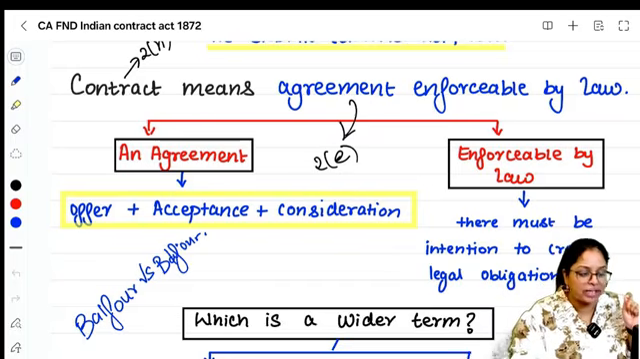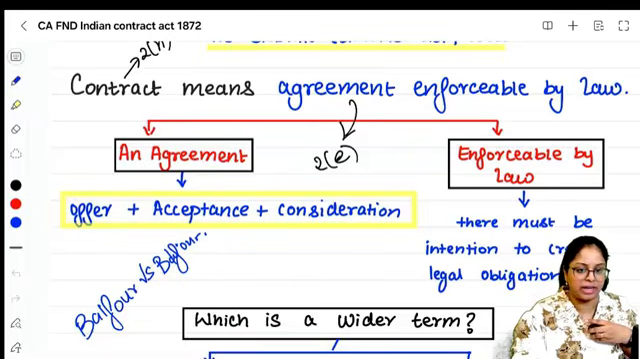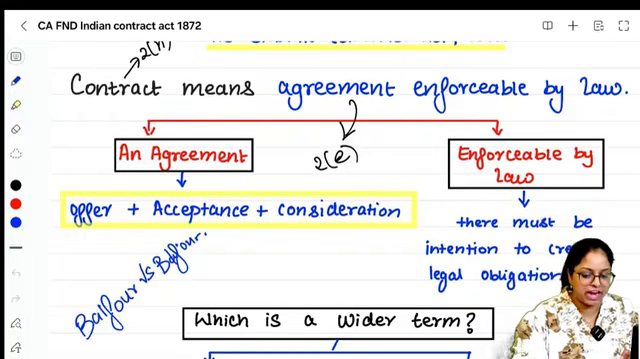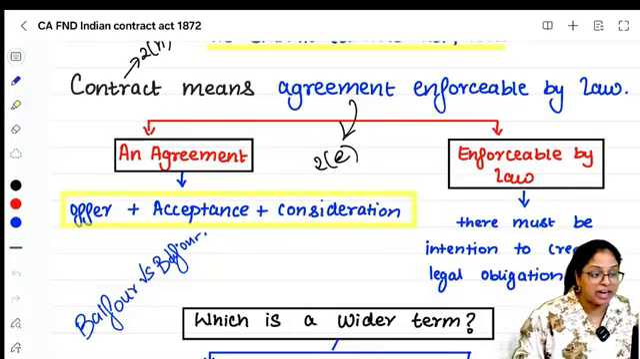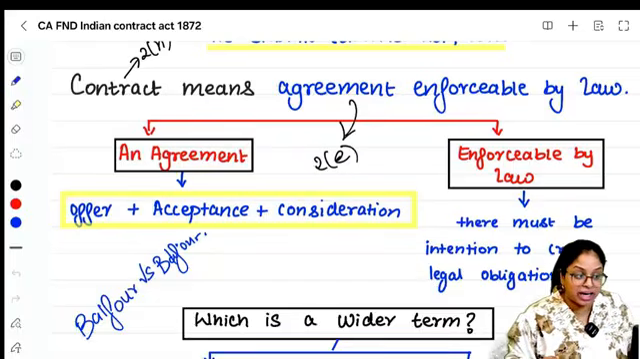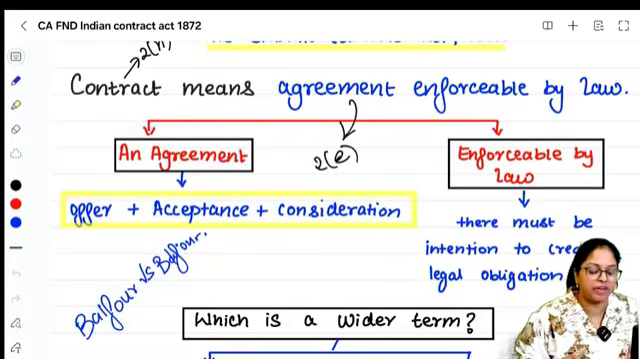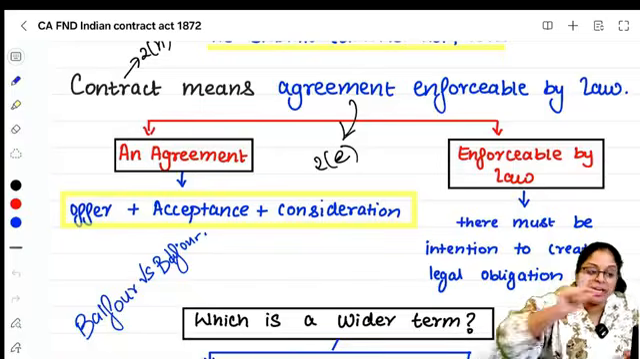What do you mean by a contract? Contract refers to an agreement that is enforceable by law. What do you mean by an agreement? Contract is defined in 2H. Agreement is defined in 2E.